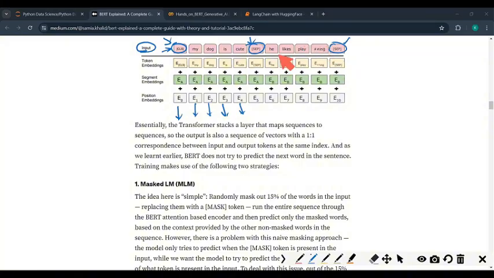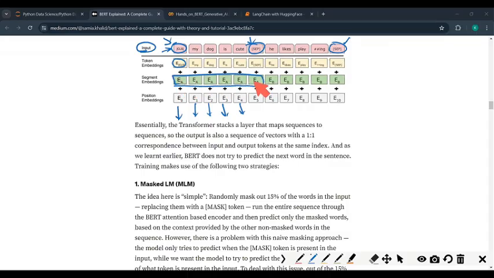You have your tokens, then you are doing token embedding. You are converting these words into vectors. Then you are adding segment encoding, E1, E2, E3, like that. This EA, what you are seeing here, is saying that from here to here is one statement.